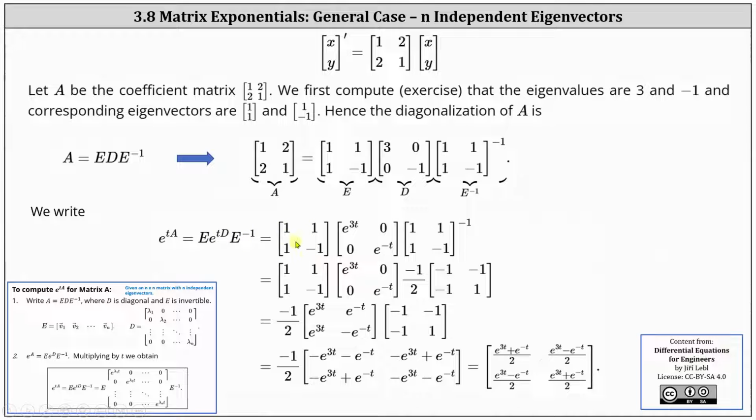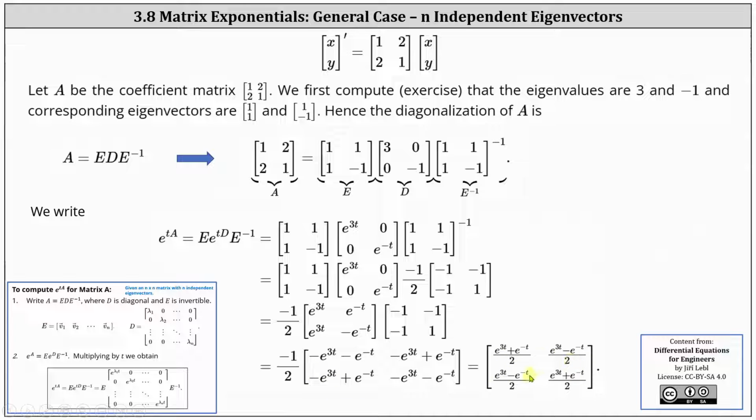So again, the first matrix is matrix E, and then e to the power of tD is the matrix with entries e to the power of 3t, 0, 0, and e to the negative t, and then we have times E inverse. The next step is to determine E inverse, which is shown below. E inverse is equal to -1/2 times the 2 by 2 matrix with entries -1, -1, -1, 1. So for the next step, we pull the -1/2 to the front, and then multiply the first two 2 by 2 matrices, which results in the 2 by 2 matrix with entries e to the 3t, e to the negative t, e to the 3t, and negative e to the negative t.